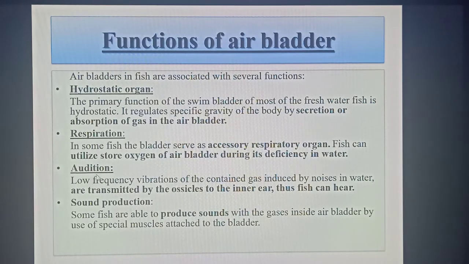It helps in audition. Low frequency vibrations of the contained gas induced by noises in water are transmitted by the ossicles to the inner ear, thus fish can hear. Next function is sound production. Some fish are able to produce sound with the gases inside the air bladder by the use of special muscles attached to the bladder.